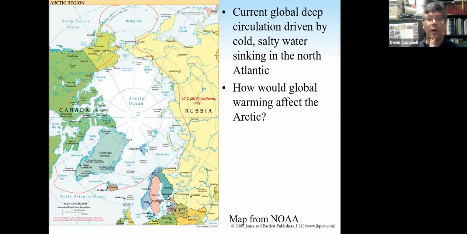Here's a view of the Arctic Ocean. Again, currently our global pattern of deep circulation is driven by cold, salty water that's sinking up here in the far North Atlantic. What's going to change if we have global warming going on?